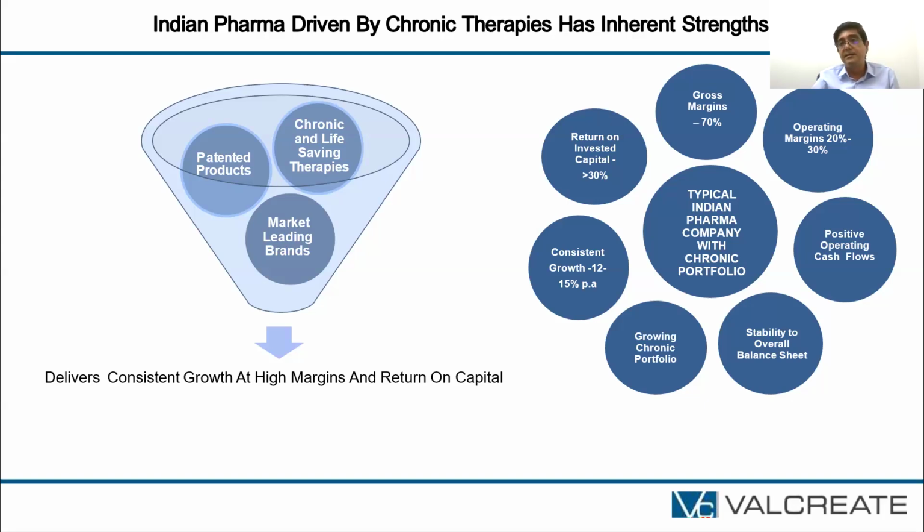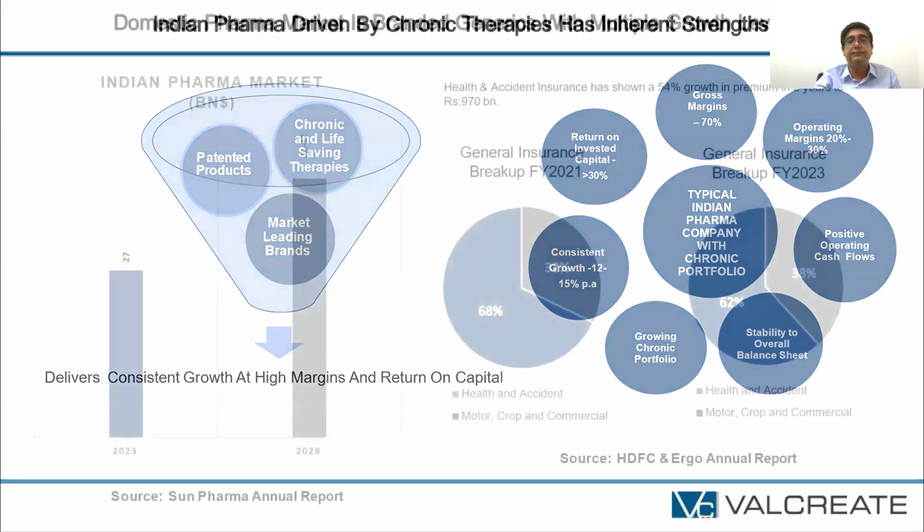So typical gross margins are 70%. Operating margins are about 25 to 30%. These are superbly cash flow generating businesses. Very stable balance sheets, consistently growing at 12 to 15%. And the return on capital is about 30-odd%, which is amazing, because we are always hunting for companies which have ROE or return on capital of 30%.